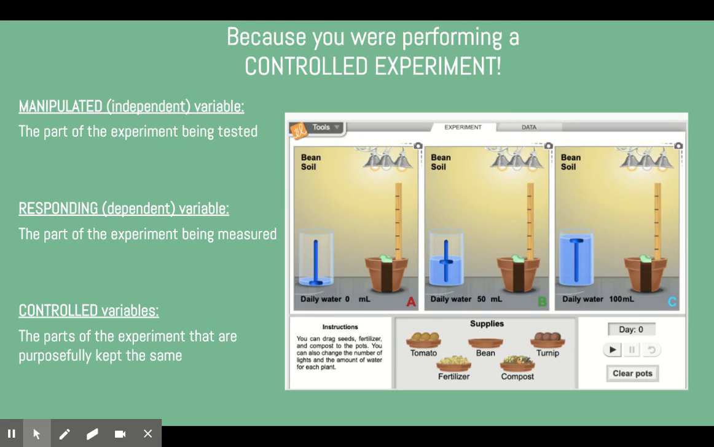Well, because you were performing a controlled experiment. So in this step, what you want to make sure you do is you test one thing at a time. And we call these our variables. Those are the things in our experiment.